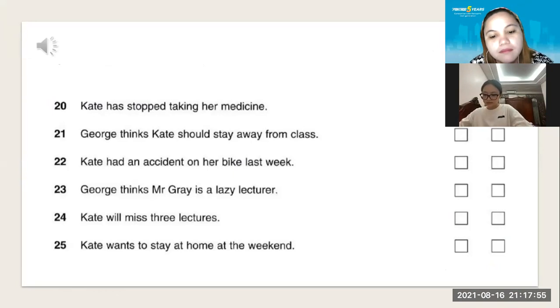Now turn to part 4, questions 20 to 25. Look at the 6 sentences for this part. You will hear a conversation between a girl, Kate, and a boy, George. Decide if each sentence is correct or incorrect. If it is correct, put a tick in the box under A for yes. If it is not correct, put a tick in the box under B for no. You now have 20 seconds to look at the questions for part 4. Now we are ready to start. Listen carefully. You will hear the recording twice.